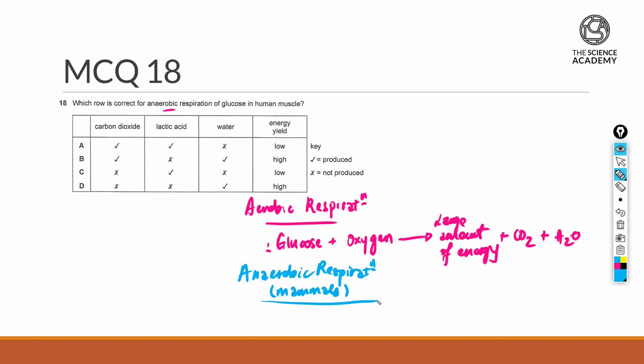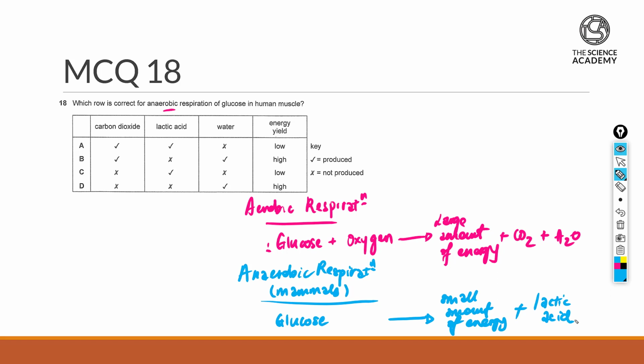So you also start off first by using glucose, but oxygen is actually not required. In exchange, only a small amount of energy is produced. On top of that, we are also looking for the production of a harmful substance known as lactic acid that actually leads to the accumulation of an oxygen debt.